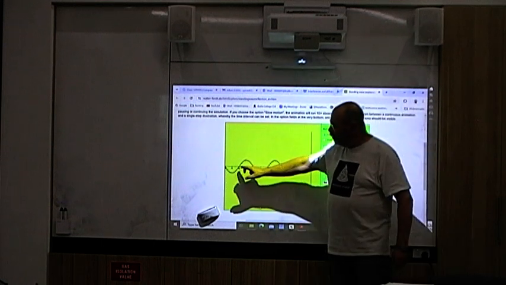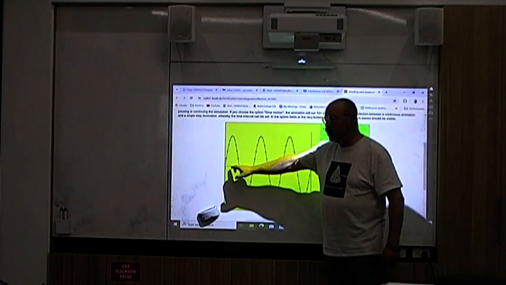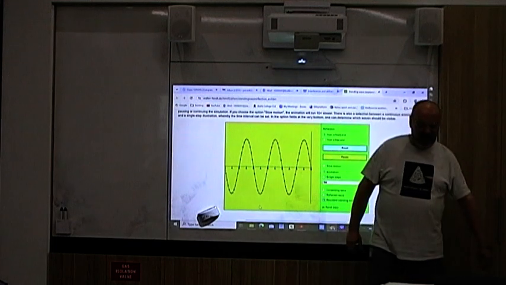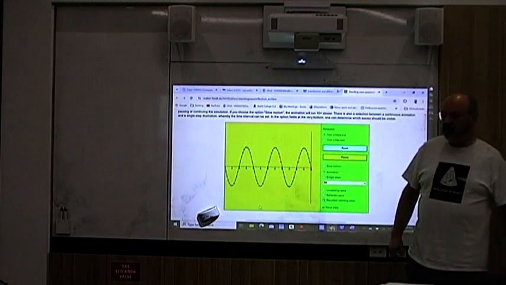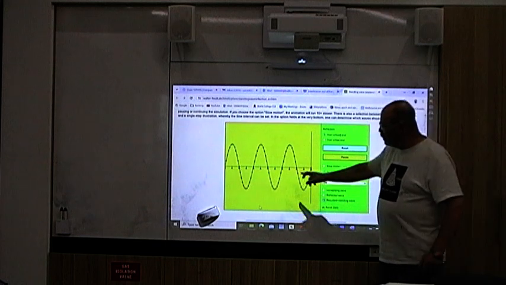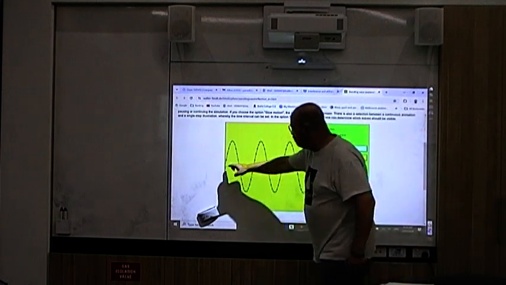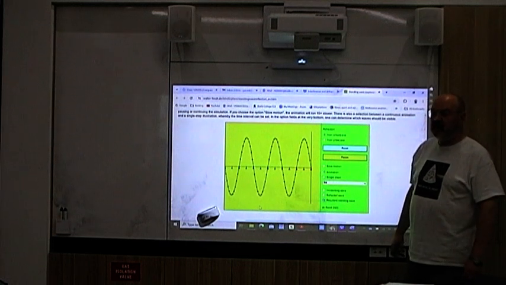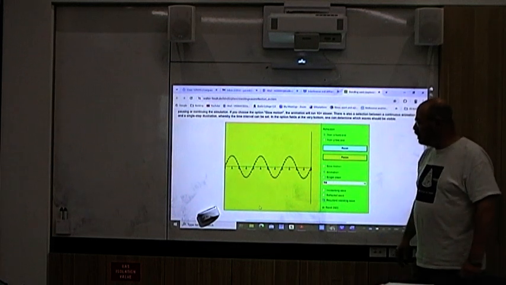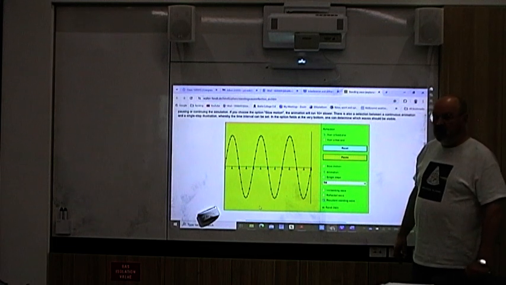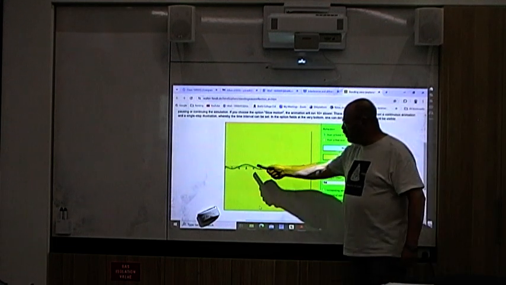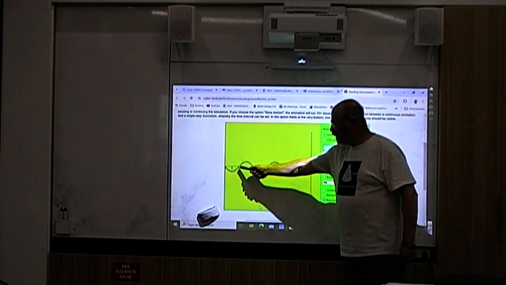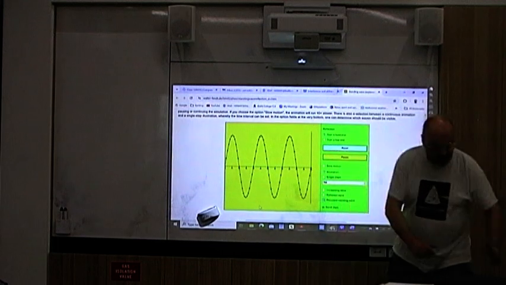creating nodes and antinodes. A node is the point where they cancel each other, where destructive interference happens. They cancel each other at those points.